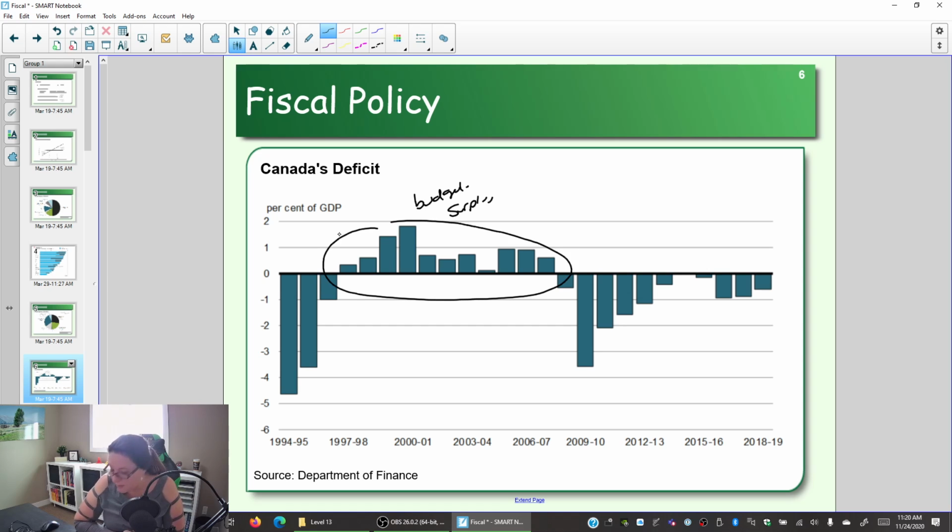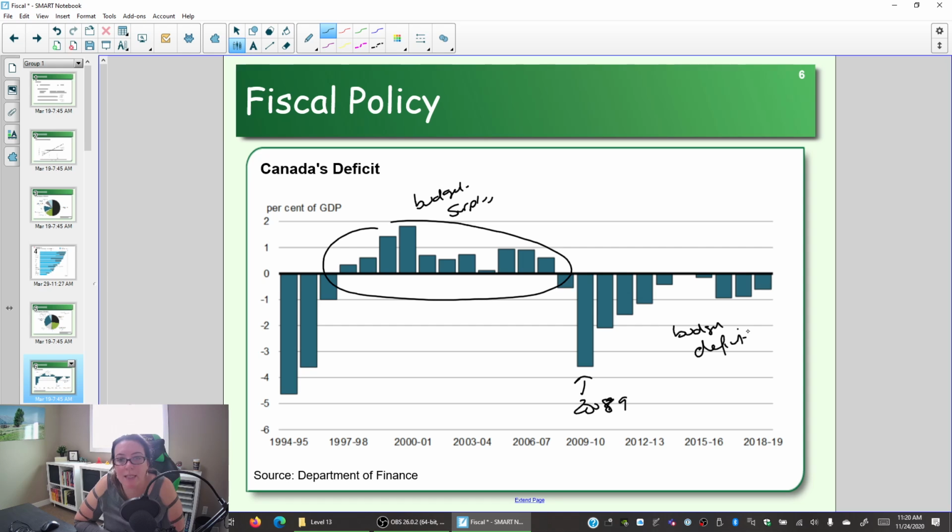But since about 2005, 2006, here's the recession in 2008, 2009, we've had deficit spending. So we've had a budget deficit. I guess this is technically 2009. Budget deficit. Okay. Now, is this a concern?